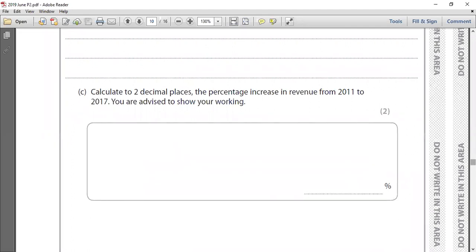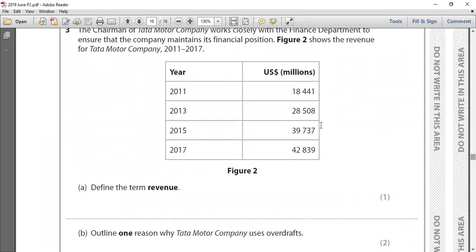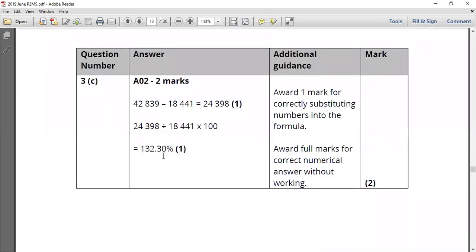So the percentage increase in sales from 2011 to 2017: take the final value minus the initial value, divide by the initial value, and multiply by 100. So final value 42,839 minus initial value 18,441, divided by 18,441, times 100. It's an easy calculation. The value comes to 132.30, to 2 decimal places.